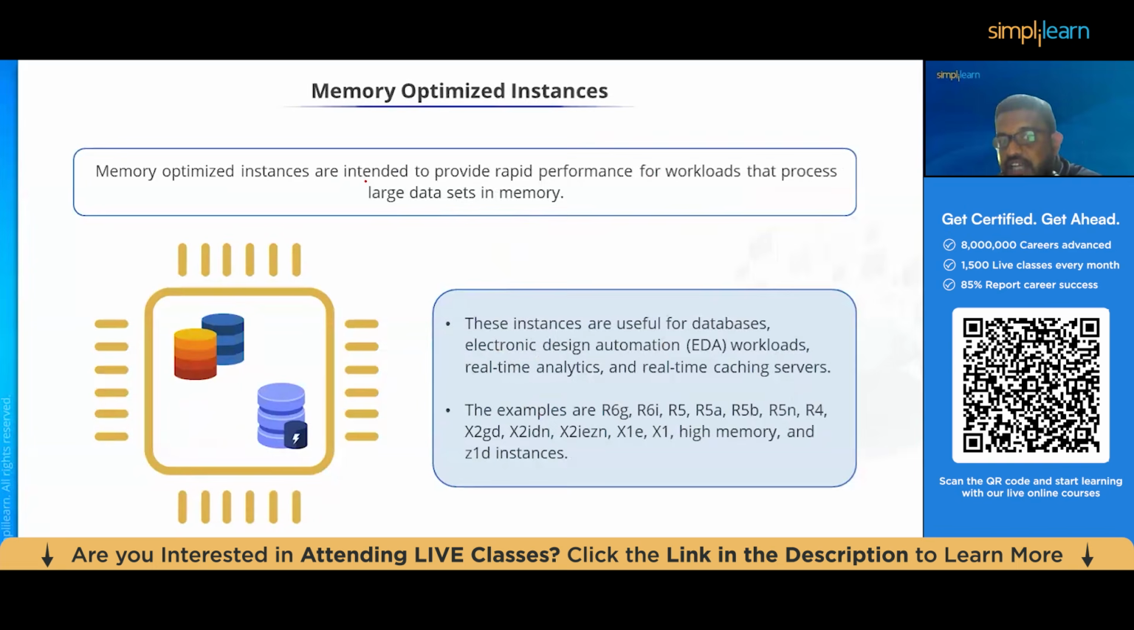Memory optimized instances are intended to provide rapid performance for workloads that process large data sets in memory. So when should I go for memory optimized instances? When I'm dealing with databases, then electronic design automation workloads, then real-time analytics. Folks, do you have any specific example for real-time analytics?